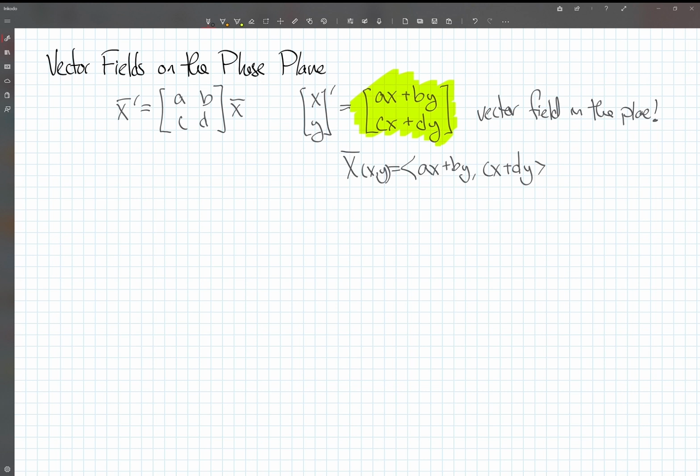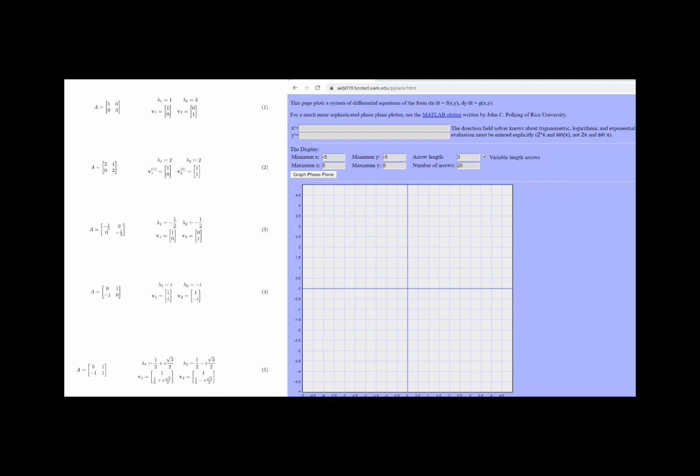What does this vector field have to do with solving the differential equation? In order to understand that, let's just plot a bunch of different vector fields and solve the equations and see what we get. Let's take a look and see what thinking of our differential equation as a vector field does for us. We'll start with a pretty basic one, this equation number 1 here, where the coefficient matrix is 1, 0, 0, 3.